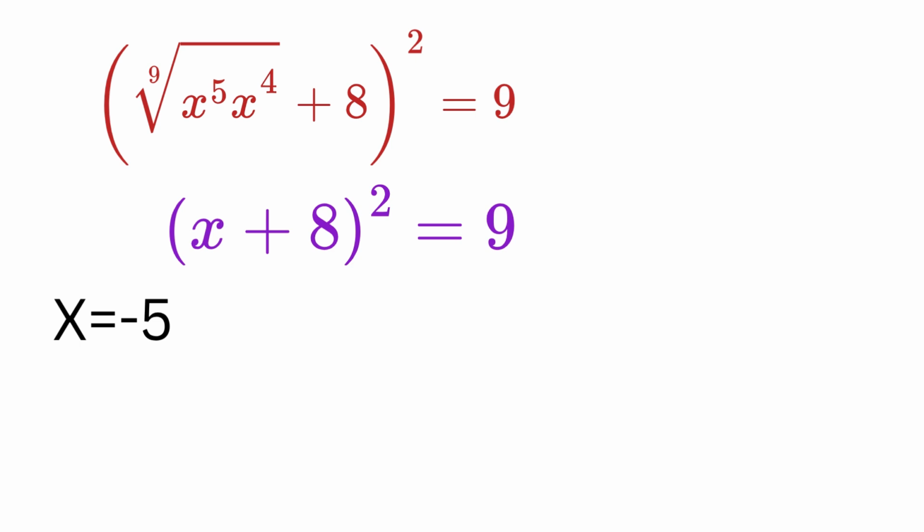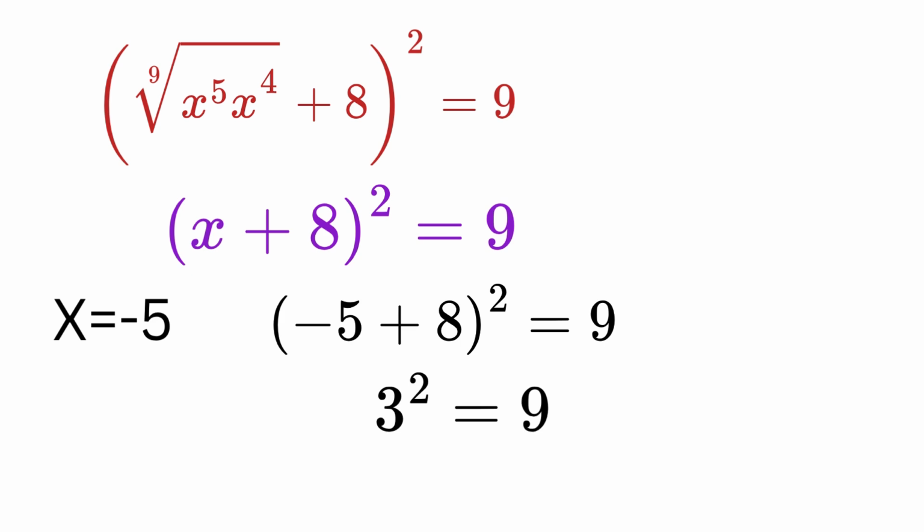Then substitute the x values in our equation, (x plus 8) whole square is equal to 9. First substitute x is equal to minus 5, then (minus 5 plus 8) whole square is equal to 9. 3 square is equal to 9, then 9 equals 9, so LHS equals RHS.